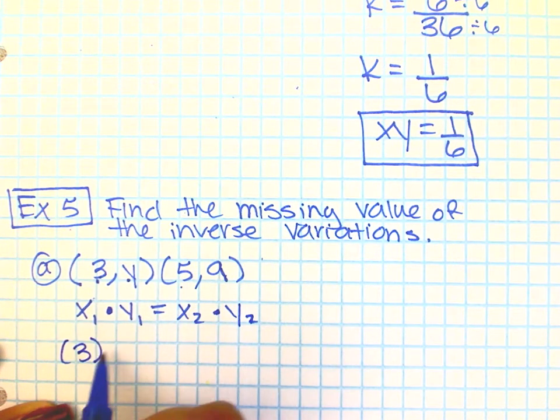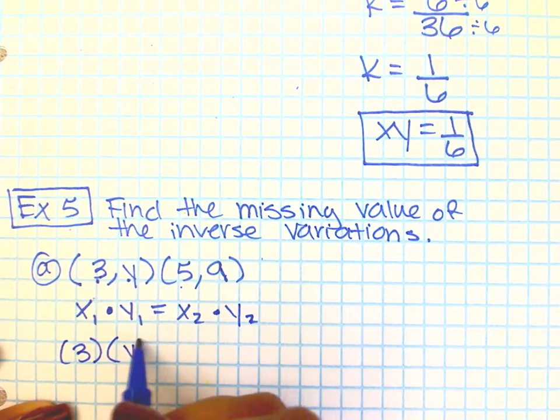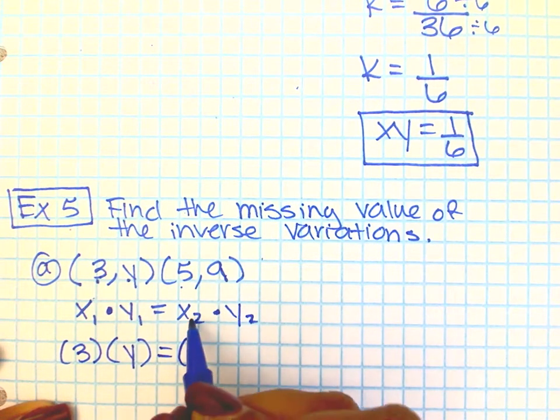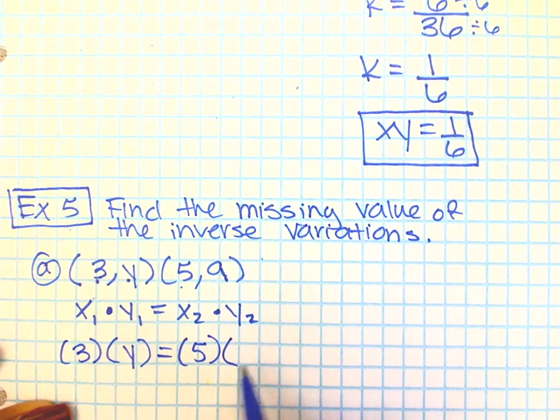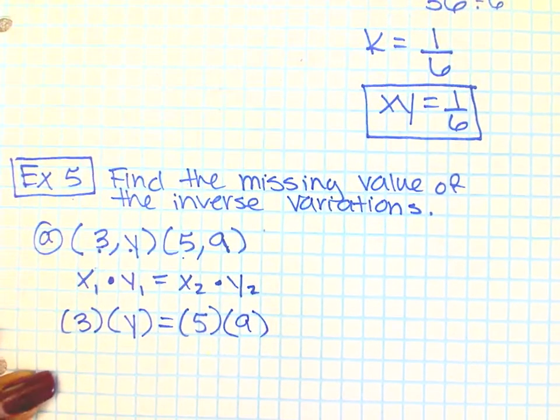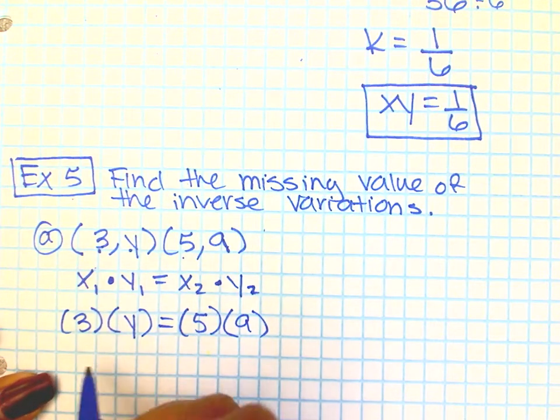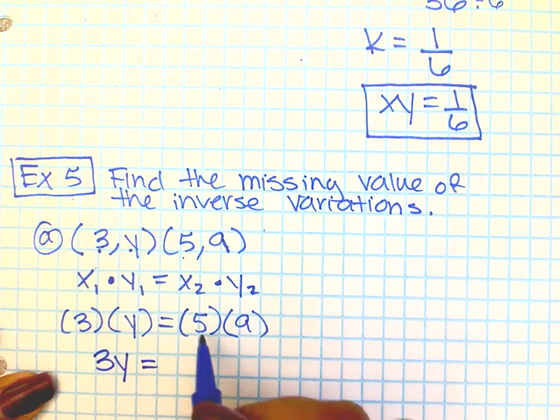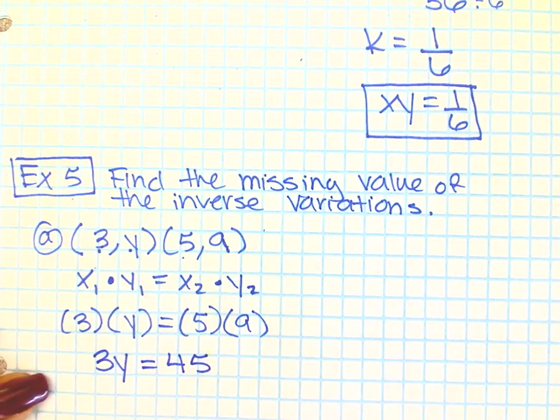So my first x is 3. Y, I don't know, so it stays y. My second x is 5. My second y is 9. So now they're multiplication problems. 3 times y is 3y. 5 times 9 is 45. So all you're doing is setting them up equal to each other and multiplying on each side.